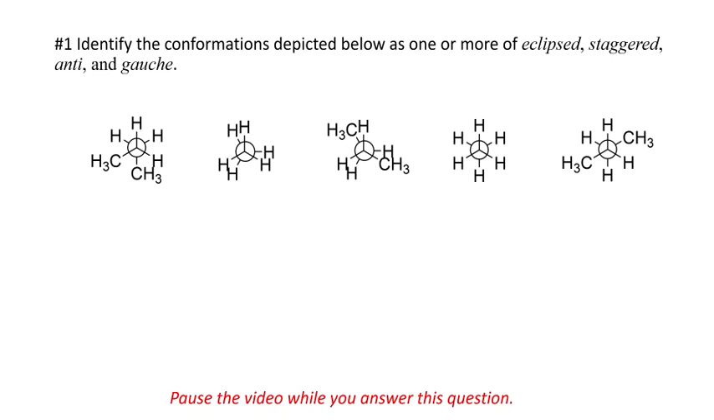Identify the conformations depicted below as one or more of eclipsed, staggered, anti, and gauche. Pause the video while you answer this question or think through it. Write down your answer, start the video again, and I'll discuss them.